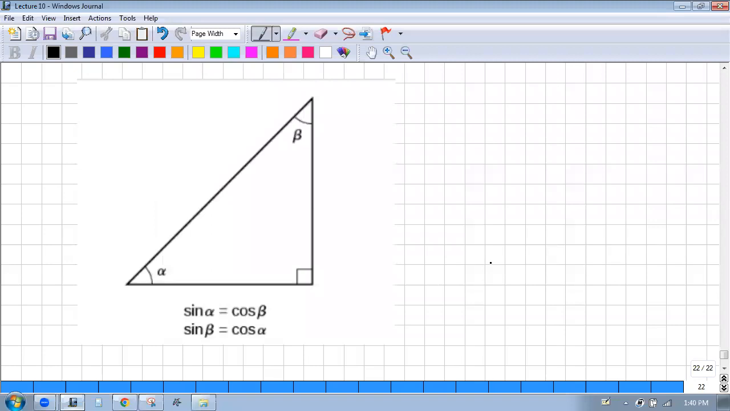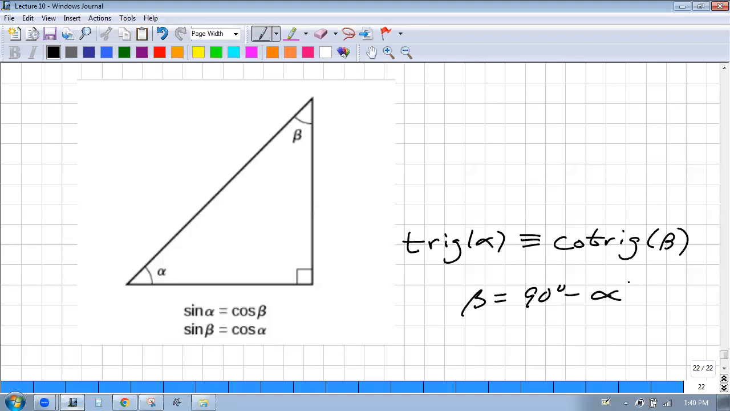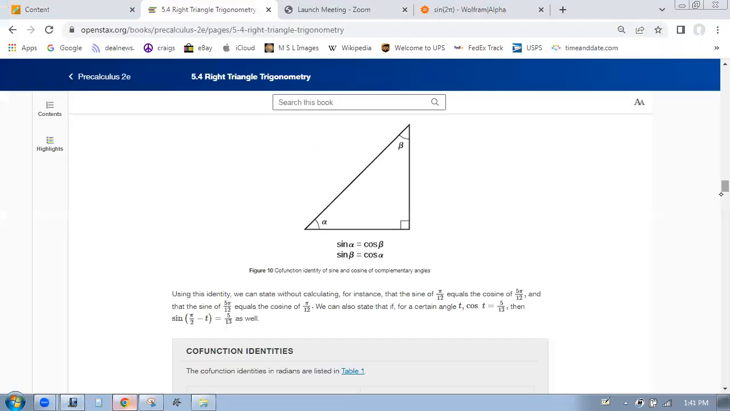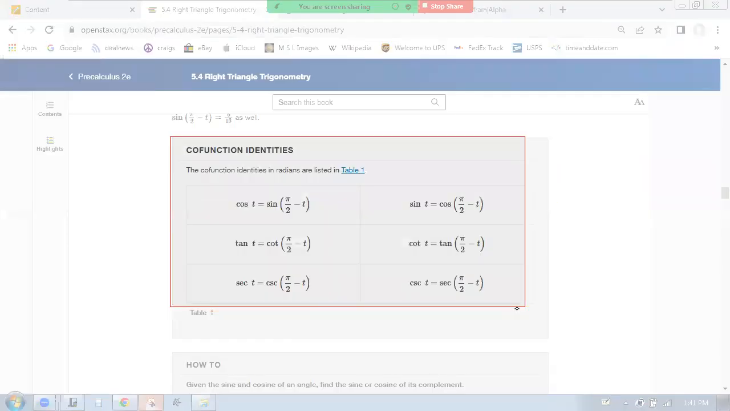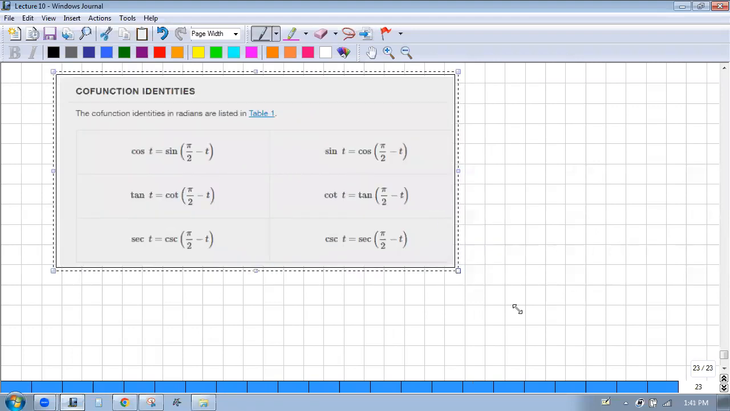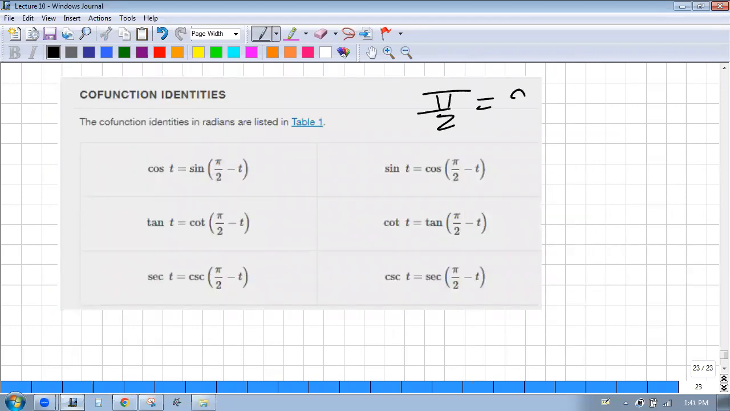They should have made it skinnier. They should have done something more like that. But anyhow, trig of alpha is cotrig of beta, where beta is 90 minus alpha, and alpha is 90 minus beta. That's just a reminder. Here they are in all their splendor. So they put it in radians, right? Pi over 2 is 90 degrees.